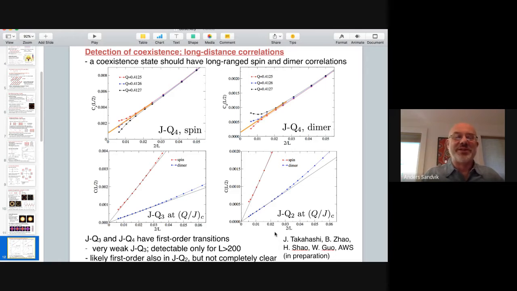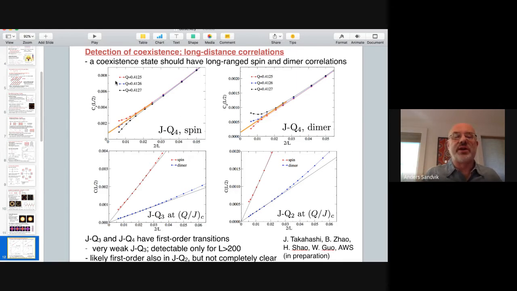So if we do the JQ4 model, now I don't show the histograms, instead I show the long-range spin and dimer correlation. I'm trying to make sure that you see what I'm showing here. We look at the correlation functions at the longest distance of the lattice, which is L divided by 2. If we have a first order transition with coexisting order parameters, then we would detect long range order of both quantities, at infinite distance.